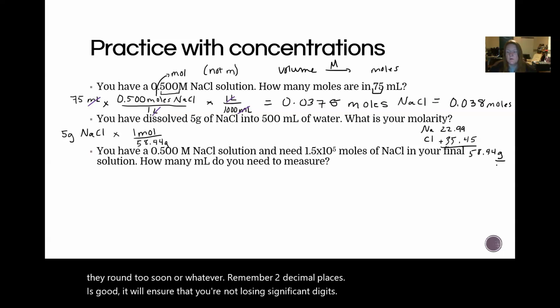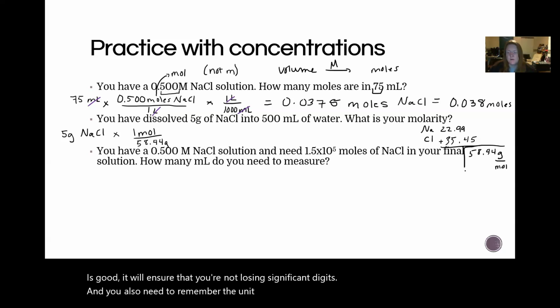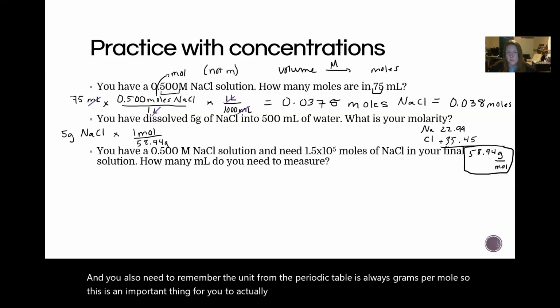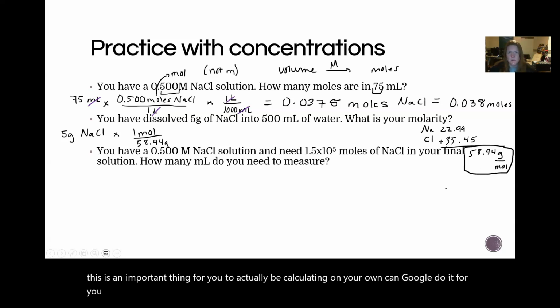It will ensure that you're not losing significant digits. And you also need to remember the unit from the periodic table is always grams per mole. So this is an important thing for you to actually be calculating on your own. Can Google do it for you? Sure. Can it do it for you on your final? No. And it will be on the final.